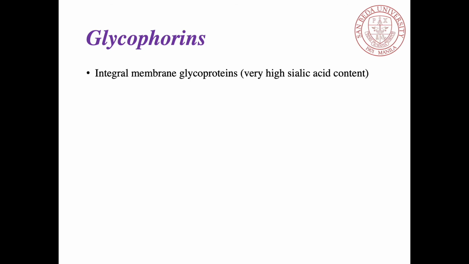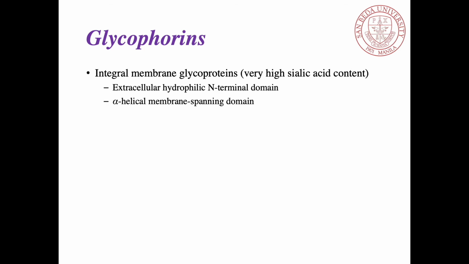Next, we have glycophorins. Like band 3, glycophorins are also integral membrane proteins, glycoproteins to be exact, because of the oligosaccharide moieties covalently bound to certain amino acid residues on their extracellular portions. Now, these oligosaccharide moieties are very high in sialic acid content. The extracellular portion is the N-terminal and is hydrophilic. Glycophorins also have an alpha helical membrane spanning portion. The intracellular or cytoplasmic portion, on the other hand, is the C-terminal of the protein.